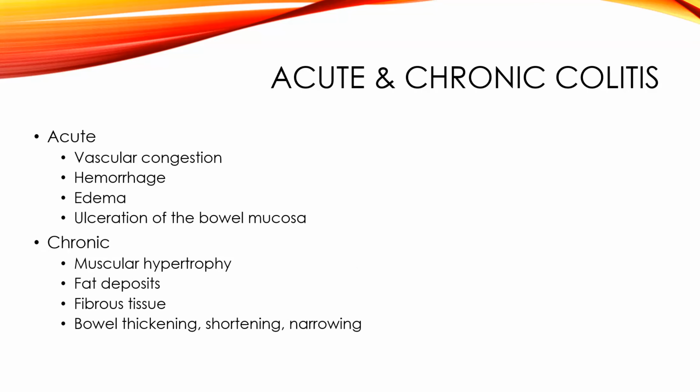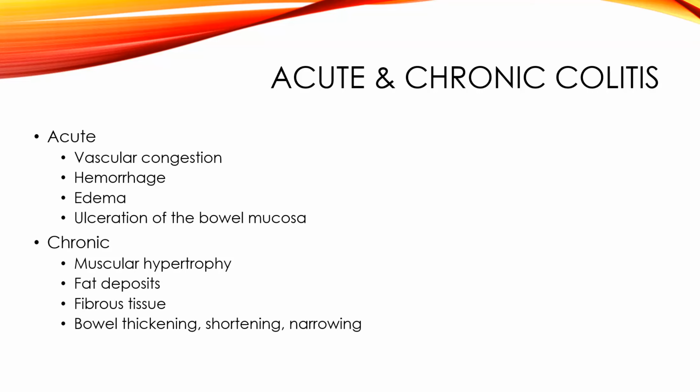With the acute and chronic, acute is short-term, chronic is obviously long-term. With acute exacerbations, they're going to have vascular congestion. They're going to possibly have some hemorrhaging. Again, that's probably from the lesions and the ulcers themselves. With the colitis, they're going to have some edema in the innermost lining and ulceration in the bowel mucosa. So the swelling comes, and with the swelling, it possibly can lead to lesions, and then from lesions to ulcers, and then from ulcers to actual bleeding.